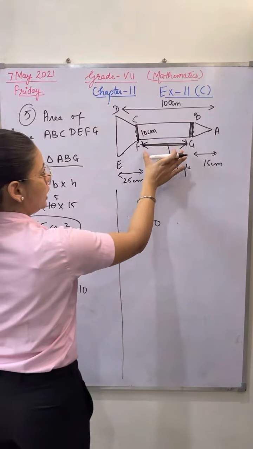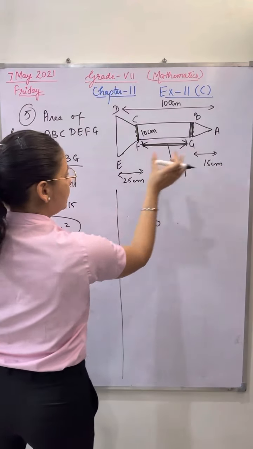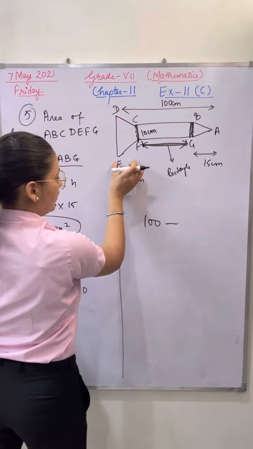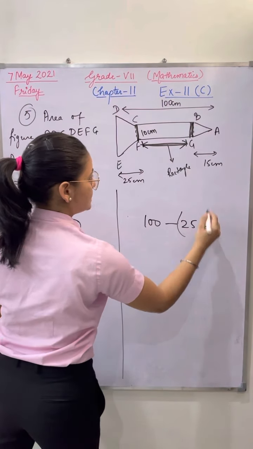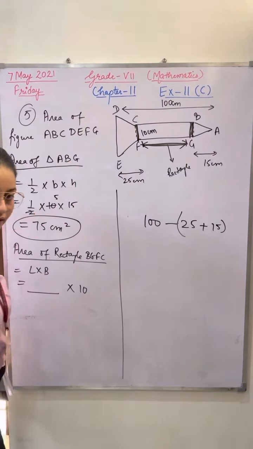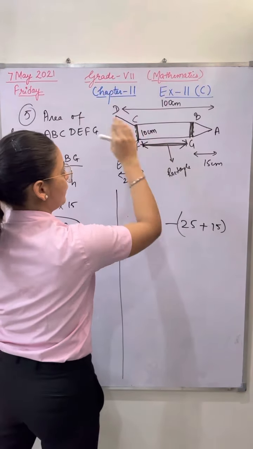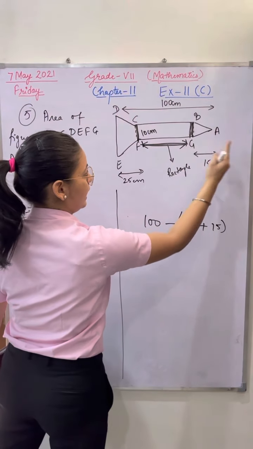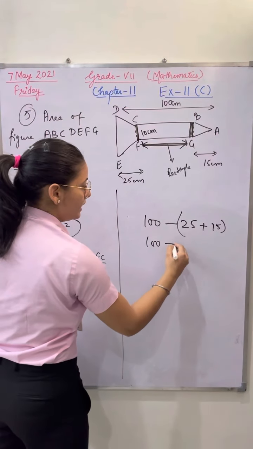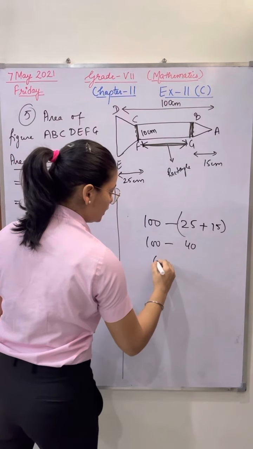So what you will do from this complete 100, subtract this length and this length. From this complete 100, subtract this 25. Plus subtract 15. Add 15 and 25 and subtract from the 100. Understood by everyone? From the complete length, subtract the length of the triangle, subtract the length of the trapezium. You will get this. So 100 minus 25 plus 15, how much? 40. So it is equal to 60.